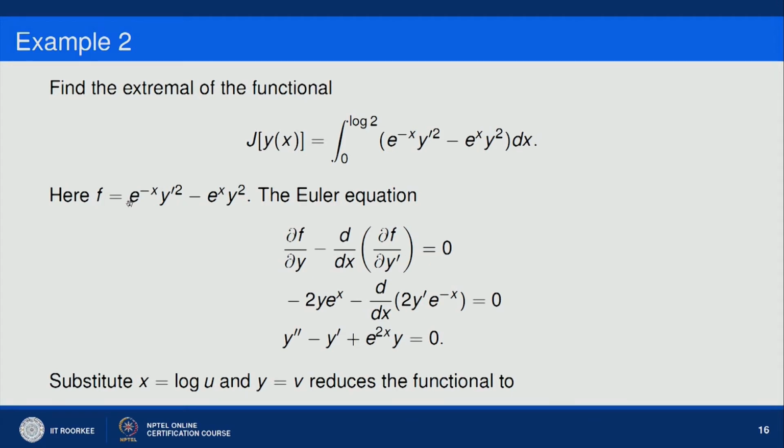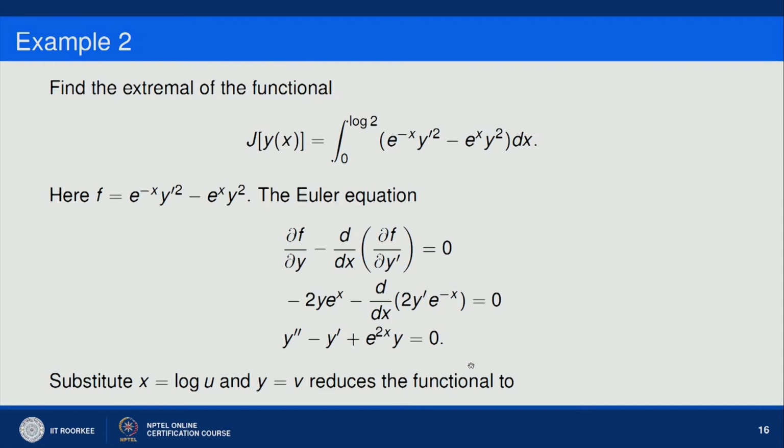If you calculate, f of y is minus 2 e to power x y here, and f of y dash will be 2 y dash e to power minus x, and when you simplify you will get the equation y double dash minus y dash plus e to power 2x into y equal to 0. So if y is an extremal of this functional, then it must be a solution of this second order differential equation, y double dash minus y dash plus e to power 2x y equal to 0.